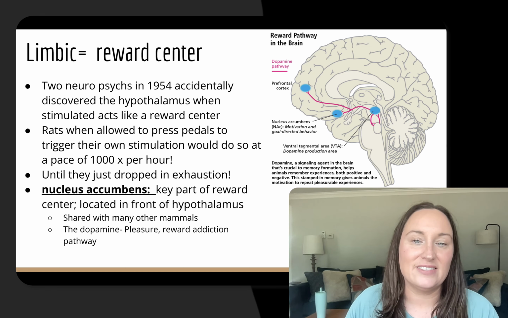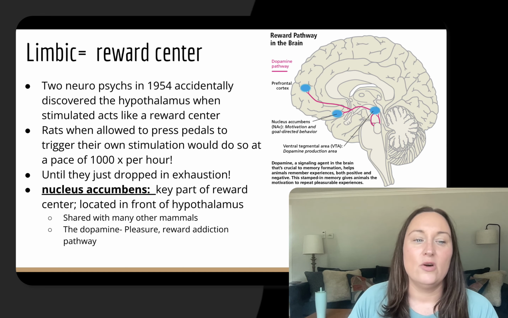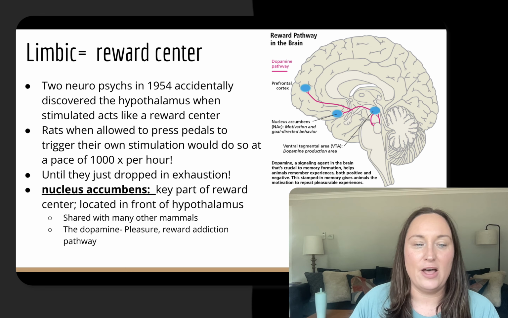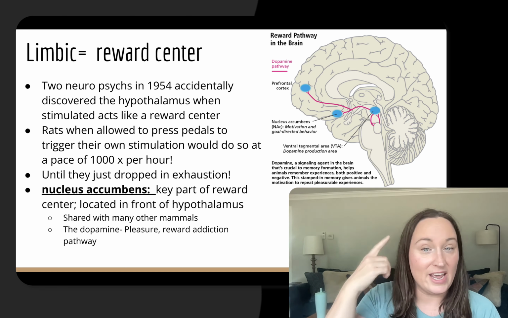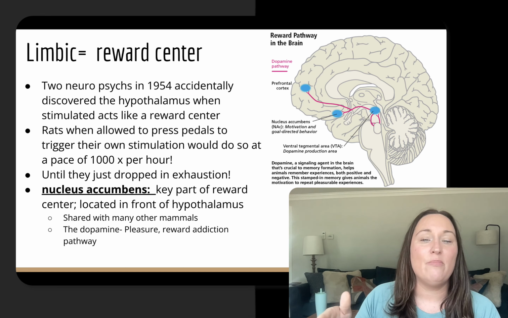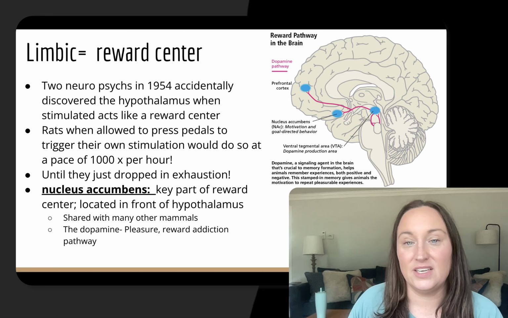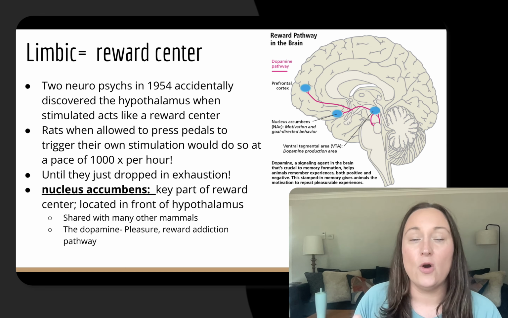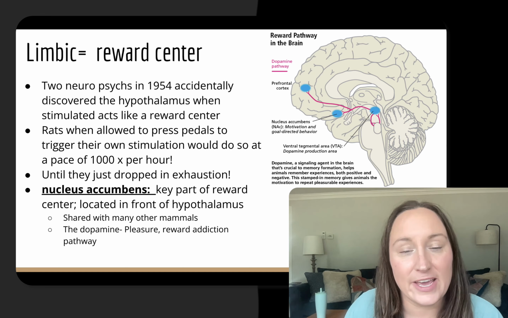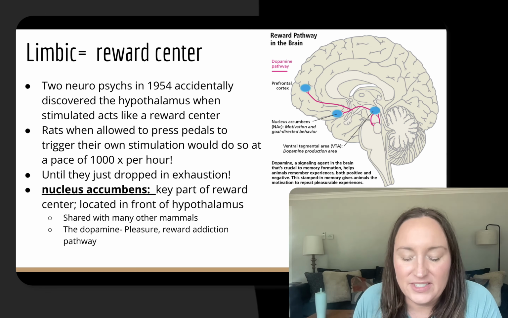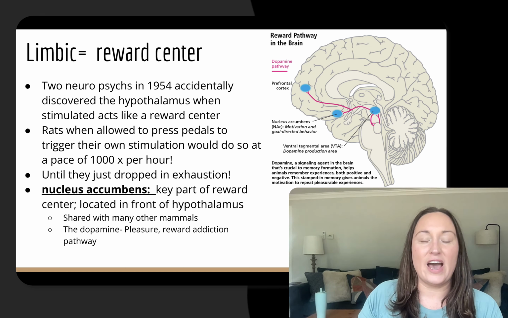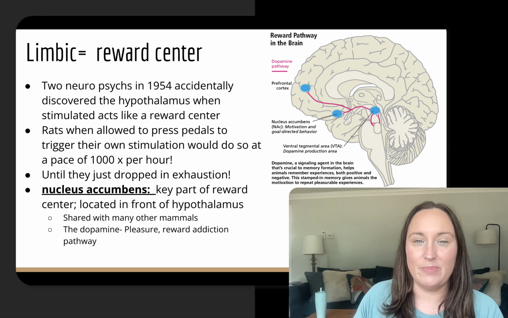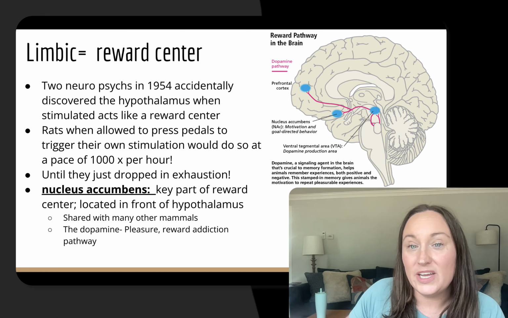2 neuropsychs accidentally found this region of the brain when they stimulated the hypothalamus, this particular part, and there were these rats who were able to just press a button and release dopamine. They pushed that button until they physically collapsed. They forwent food, water, everything, sleep, until they physically could not push the button anymore. So again, it's showing you that addictive aspect, that pleasure reward, do it again.